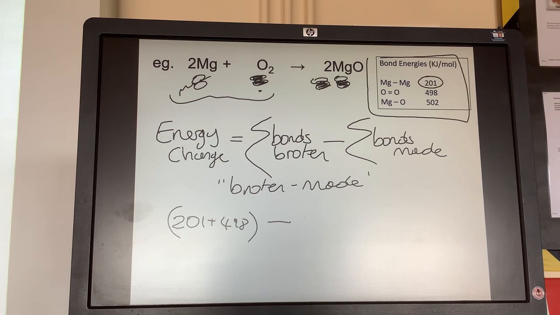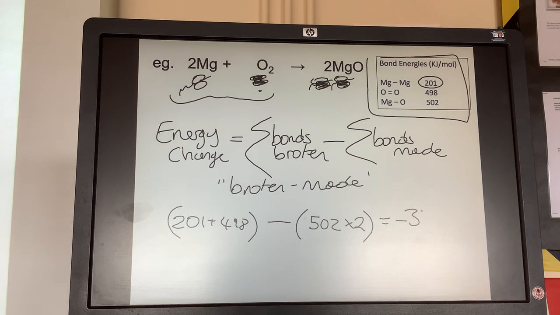Then we're going to take away from that all the bonds that we've made. Now we've made a magnesium and oxygen bond. We've actually made two of them. So it isn't just take away 502. It's take away 502 times 2 because we are making two MgO bonds. Work it out on your calculator, I'll give you a moment, pause the video.